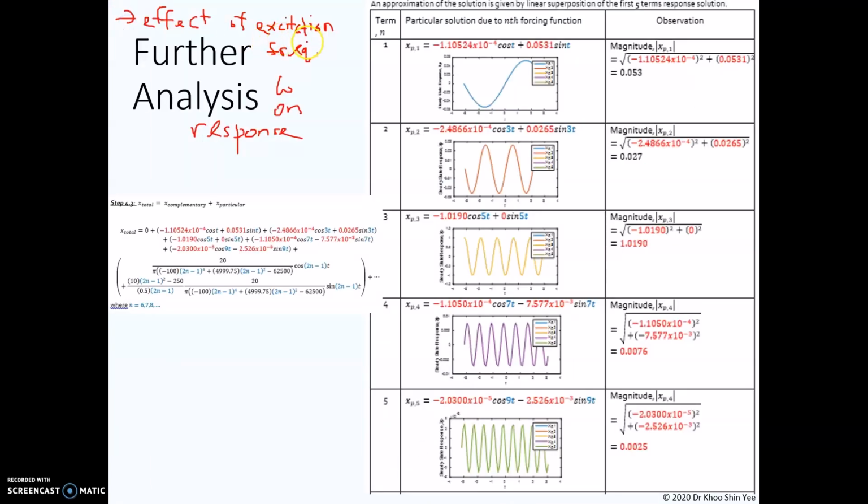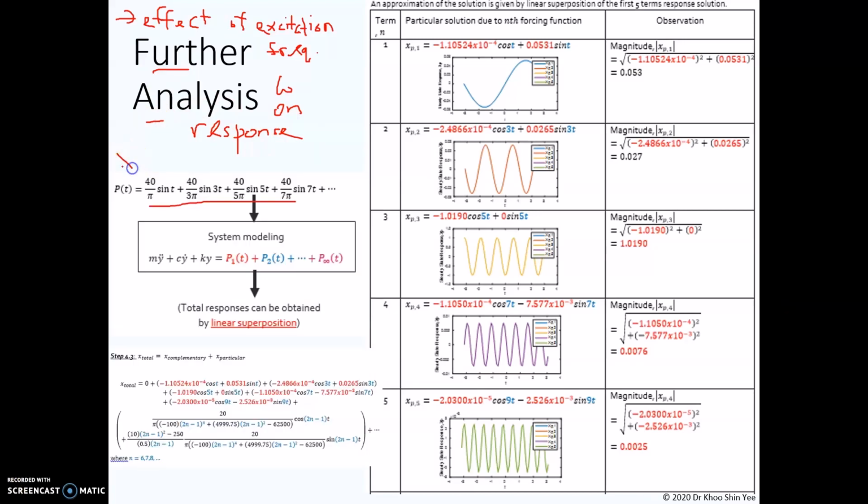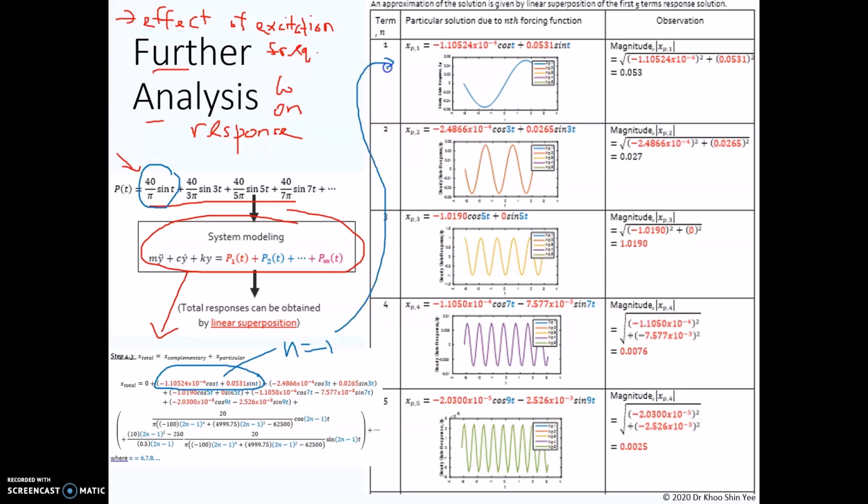To study the effect of the excitation frequency, which is omega, on the response, we conduct a further study here. This is the periodic force that you excite on the system, which gives the response equal to this. So you see, if you excite the system with 40 over pi sine t, you obtain the response to be this. This term is when n equal to 1. When you draw this term, you obtain a sine wave, and you can find the amplitude for the sine wave by using the formula here. So take the coefficient here, power of 2, plus coefficient here, power of 2, and take the square root. So this is the magnitude that you obtain when you excite the system with force equal to P1 here.